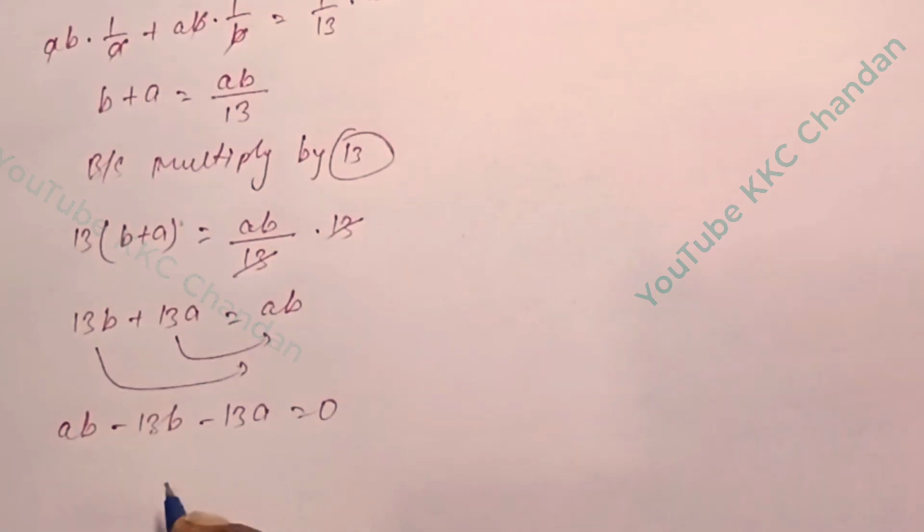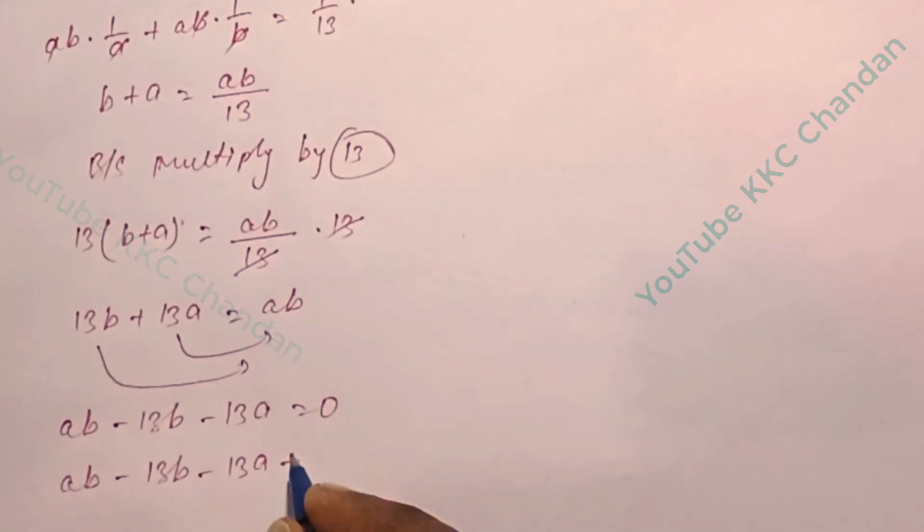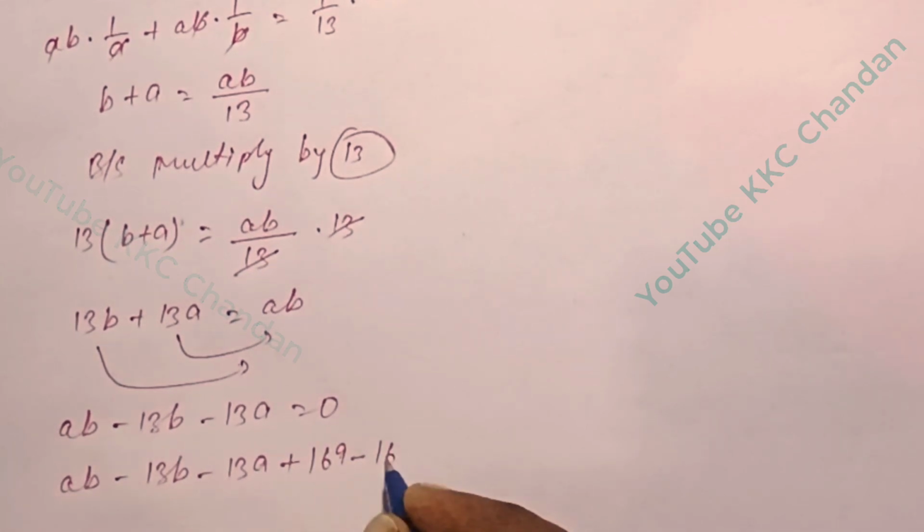After the next step, ab minus 13b minus 13a plus 169 minus 169 is equal to 0. Plus 169 and minus 169 are added and subtracted, both cancel, left is 0.